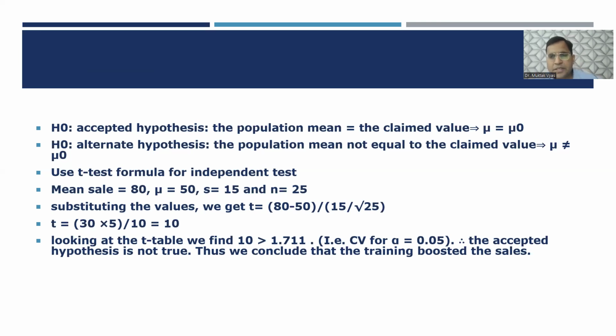Now suppose the significance level of T is given in the question as 5%. So the table value is 0.05. So table value at 5% in T is 1.711, which is very less, and the calculated value is 10. So when calculated value is more than table value, in that case, the null hypothesis will be rejected and we conclude that the training imparted has boosted or improved the sales. So alternate hypothesis will be accepted.